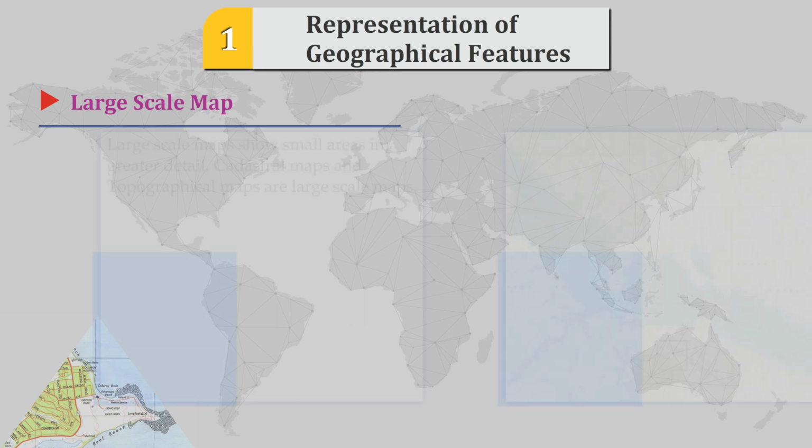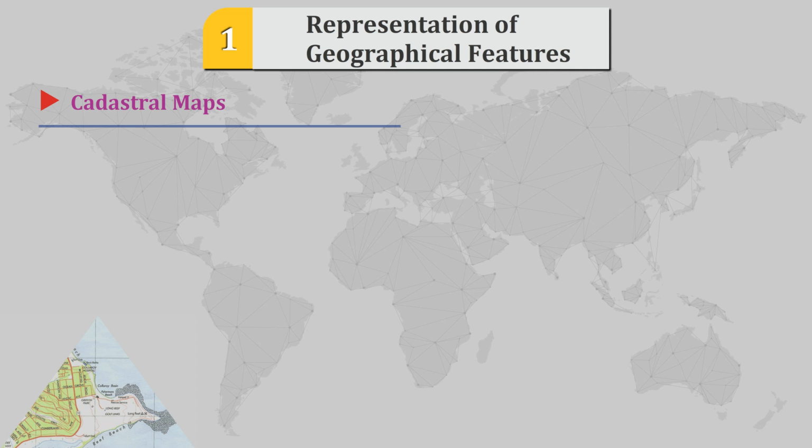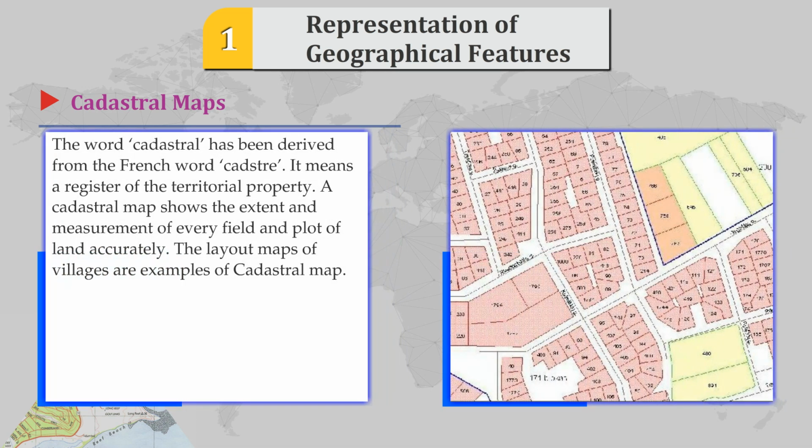Large-scale maps. Large-scale maps show small areas in greater detail. Cadastral maps and topographical maps are large-scale maps. Cadastral maps. The word cadastral is derived from the French word cadastre. This means a register of the territorial property. A cadastral map shows the extent and measurement of every field and plot of land accurately. The layout maps of villages are examples of cadastral maps.